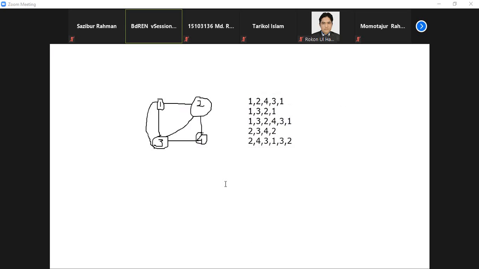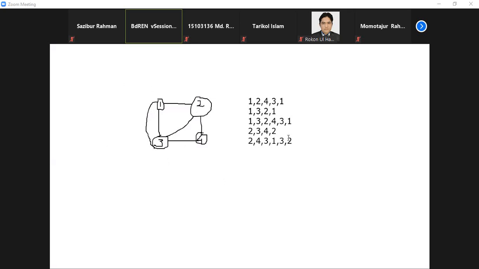If there are at least three nodes in the path and only the first and last node is repeated, then that cycle is known as a simple cycle. And if apart from the first and last node, other nodes are repeated, or there are fewer than three nodes, like 1, 3 and 1, it will not be a path, and it cannot be a simple cycle.